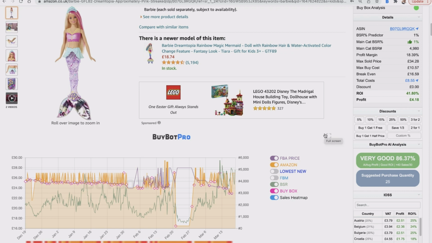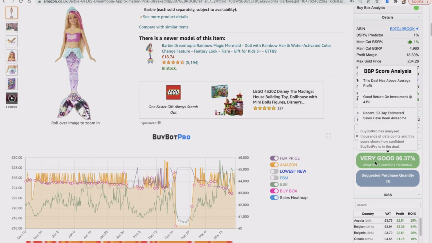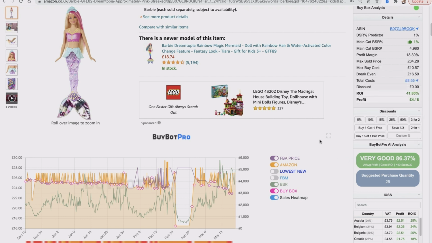So of course you should always do your own research when you're researching these, but BuyBotPro is very, very good at having your back, basically. It's got your back all the time, checking out the deal, analysing the deal alongside you, and making sure that you don't miss things as you analyse your online arbitrage deals.